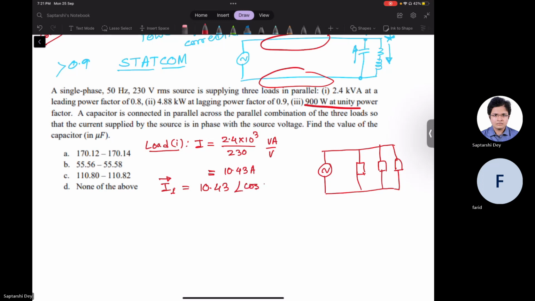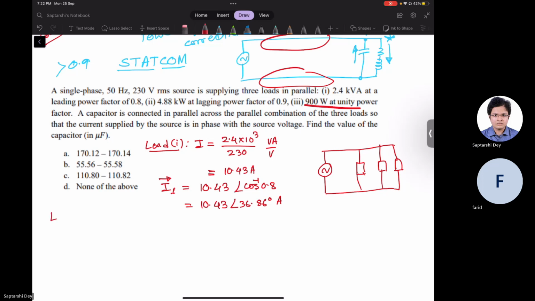Right? So if I write I1 in vector form, it becomes 10.43 angle cos inverse 0.8. I am taking the voltage as reference. Sorry, not cos, cos inverse 0.8 is somewhere close to 36.86, that's its angle. So this much current it is drawing, the first load.